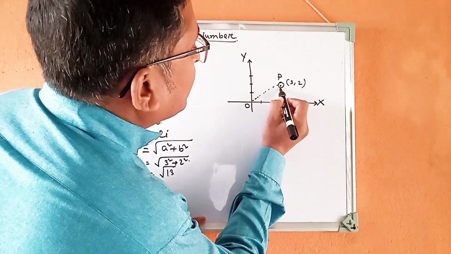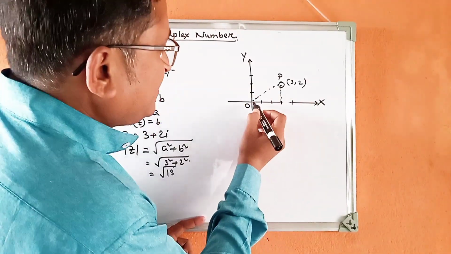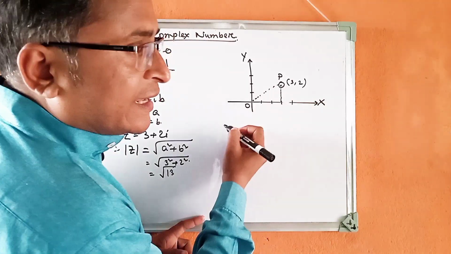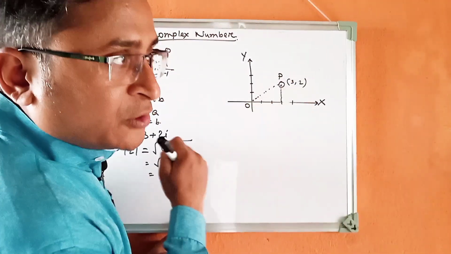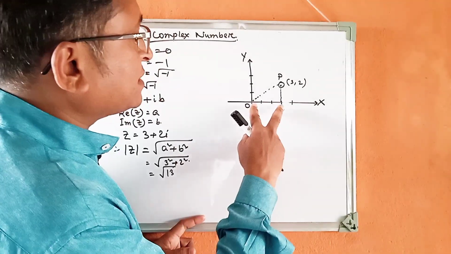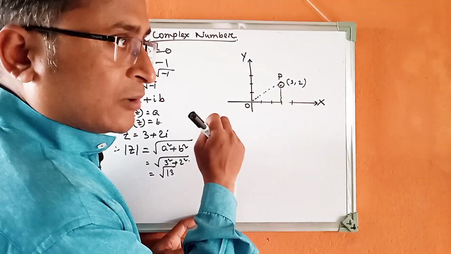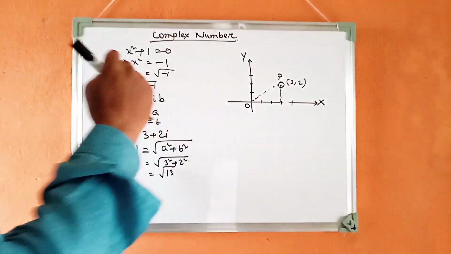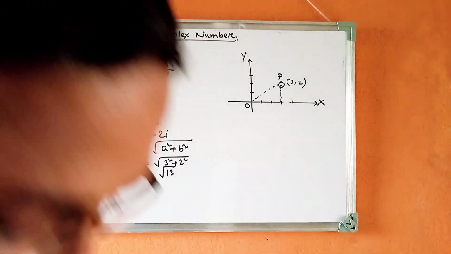Now, if we draw a perpendicular line from P to the x-axis, we get a right angle triangle. So according to the Pythagoras theorem, what is the distance OP? That is the hypotenuse. The hypotenuse is the root over of base square plus perpendicular square. So we get OP. That is why modulus z equals root over 13. Clear, everyone? Now see.